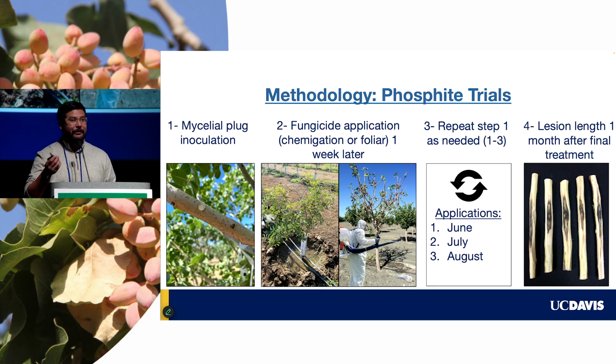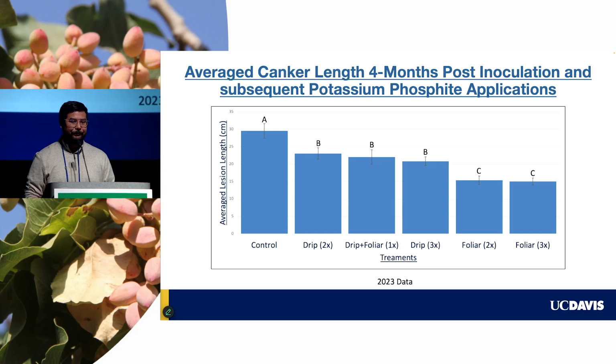But then, of course, after these inoculations, 1 week later, we would come in with a chemigation or a foliar application of phosphates, and then repeat these applications 1, 2, or 3 times, depending on what the treatment was. And then, of course, we looked at those lesion lengths in order to measure the efficacy of the various treatments.